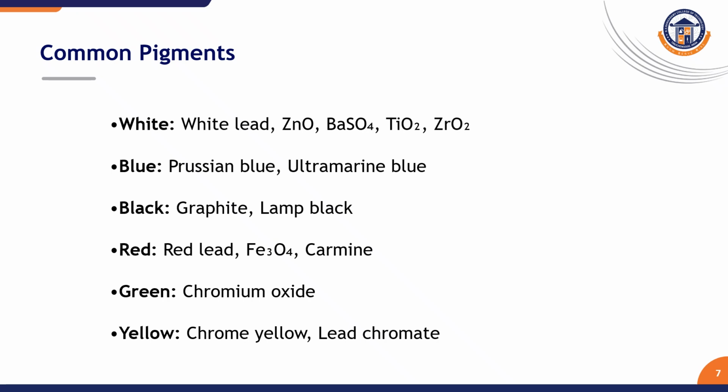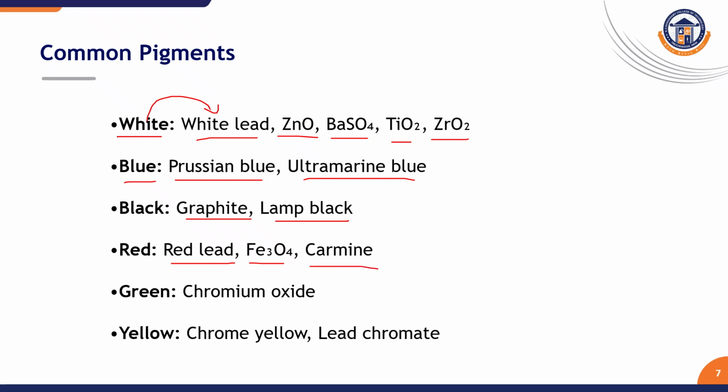Then we see some of the common pigments which are used. You know about the colors, no? White color is given by these chemicals: white lead, zinc oxide, barium sulfate, titanium dioxide, zirconium dioxide. Then blue: Prussian blue and ultramarine blue are added for blue color. Graphite and lamp black for black color. Red lead, Fe3O4 and carmine for red color. Chromium oxide for green color, and chrome yellow and lead chromate for yellow color.